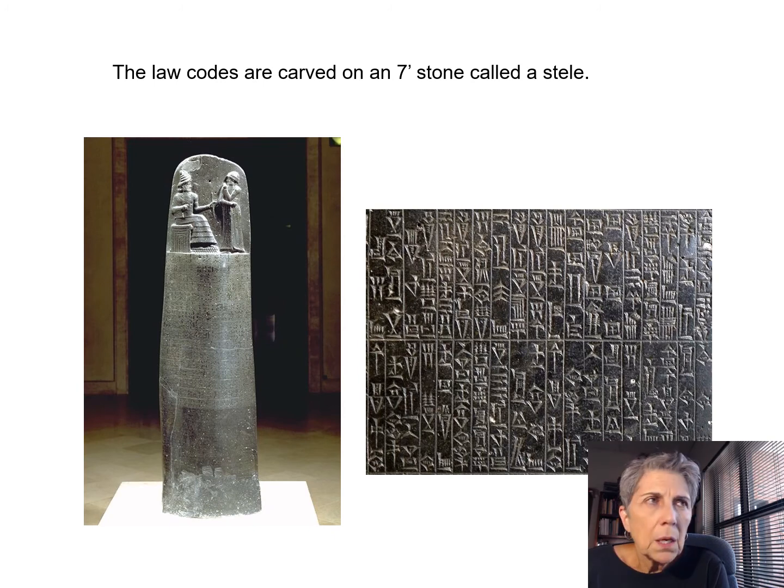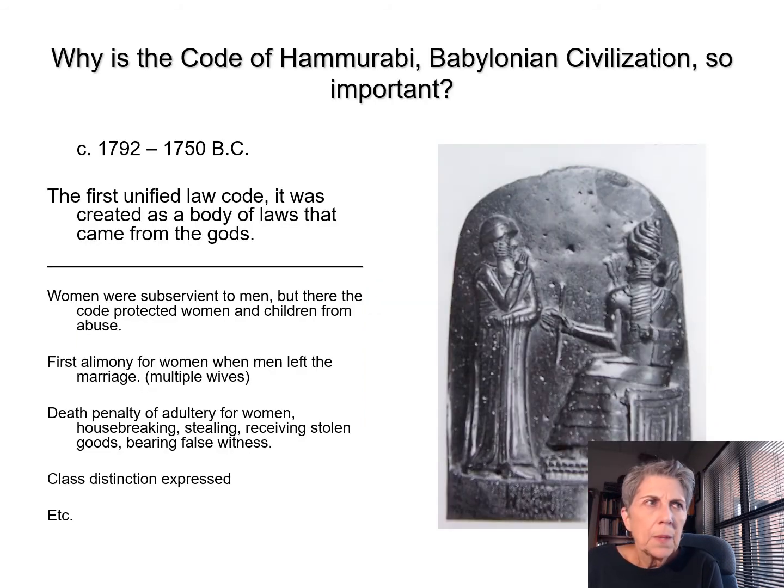And this is what it looks like. Here you have a close-up of the cuneiform of this law code, as well as the top part. And this law code is very, very important because, now we're in like 1750 BC, someone created law codes, a body of laws that are written down.